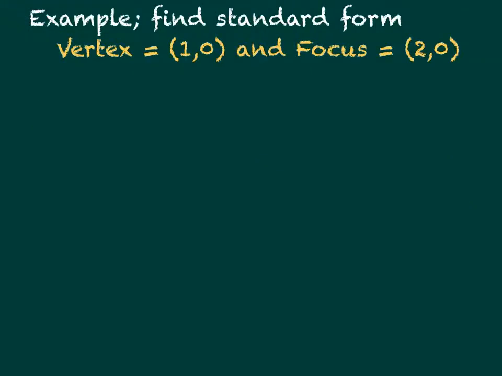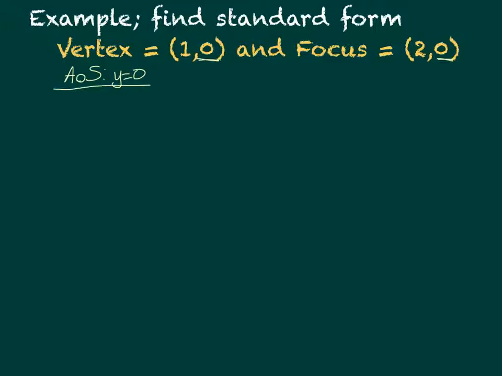This last example is similar to the first example where we're given the vertex point and the focus point, and we need to figure out the standard form equation from that. So the first thing we look at is which of these 2 points has something that is the same about them. If I look at the y values here, they are both the same and they are both 0. So my axis of symmetry is y equals 0.